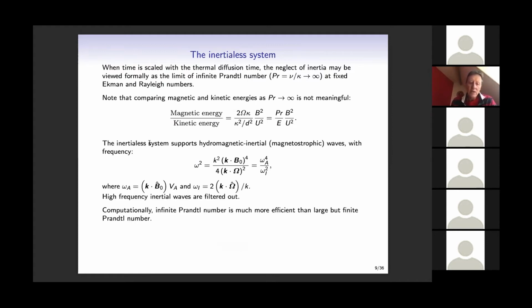What have we lost? Well, if you looked at it as a wave system, so forget convection just for the minute, just look at the inertialess system, then there's only one set of waves. So you have these so-called magnetostrophic waves, which are interesting. They involve both the Alfvén frequency and the inertial frequency in a non-trivial manner here. And what you've lost are inertial waves. So computationally, it's quite good to get rid of inertial waves because they're a fast wave that you don't have to follow around. You see, an alternative idea, which is complementary, would have been to keep the Prandtl number in, but to make it large.